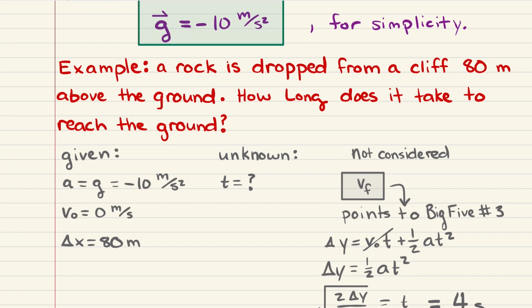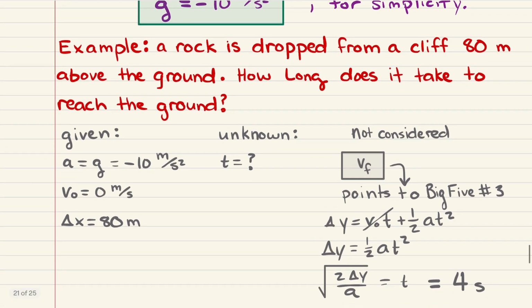squared. Now, what's really cool about this problem is that because we know that the initial velocity is 0, we can completely cancel out this term because v naught times t is just going to be 0 times time. That's great. So we got rid of that term. So what we're left with is the fact that displacement is equal to 1/2 at squared.